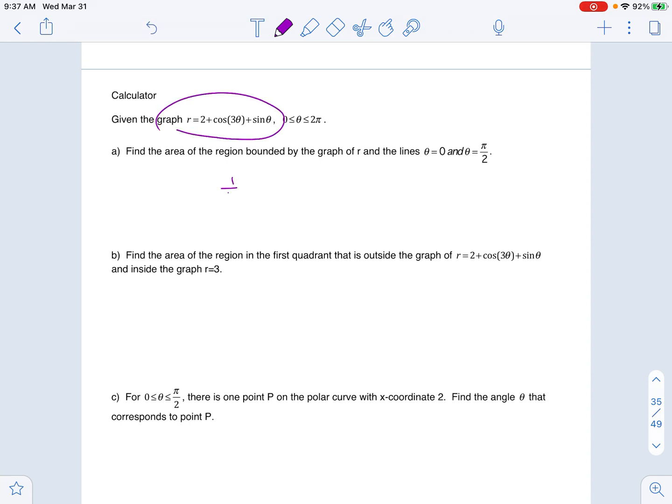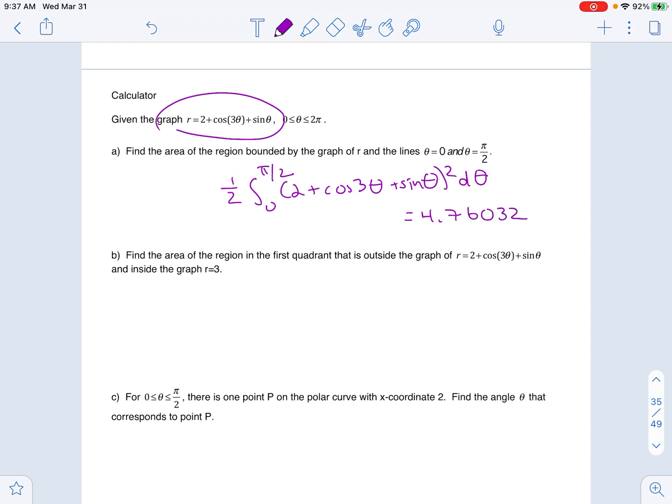So the area of a polar region is just 1/2 r squared, so 1/2 times the integral of (2 plus cosine 3 theta plus sine theta) squared d theta, and my bounds are 0 to pi half. We're going to use our calculator, and if you punch this out, you get 4.76032.